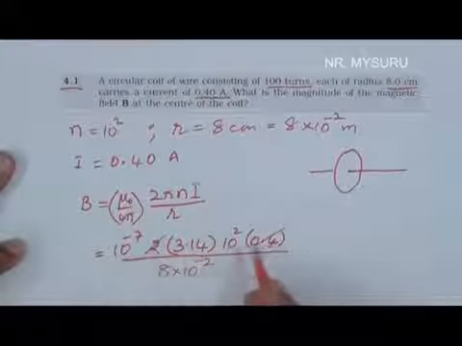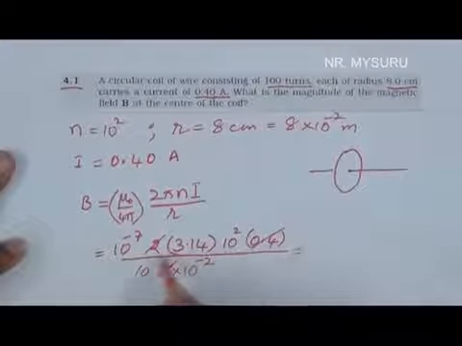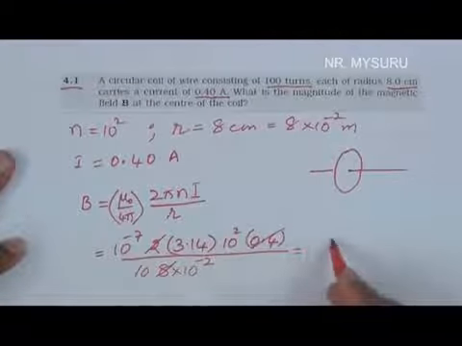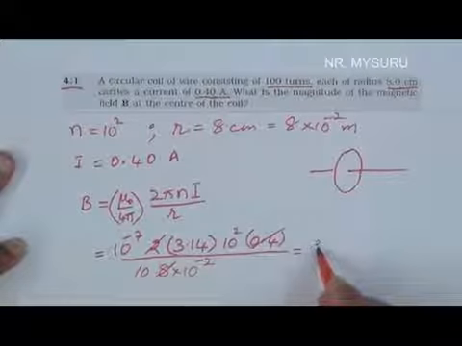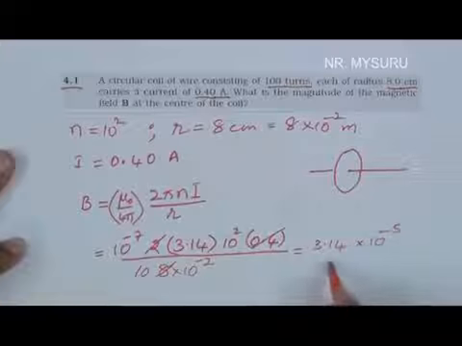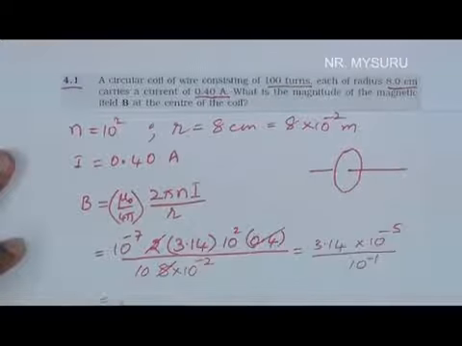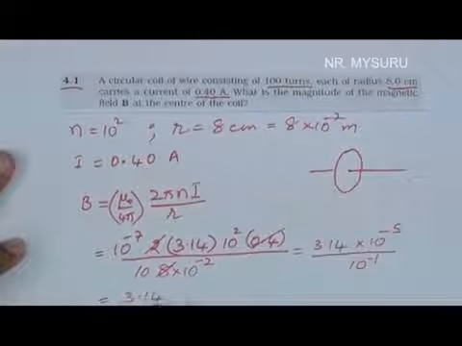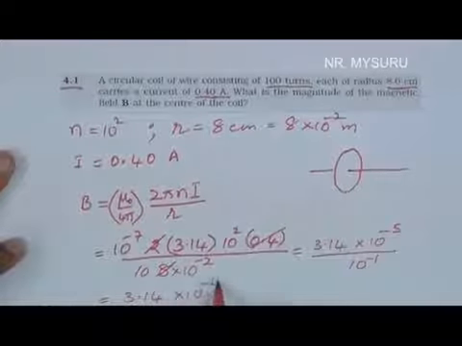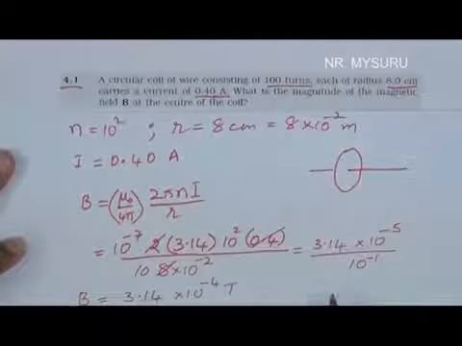0.4 into 2 is 0.8. So numerator we have 3.14 × 10 power minus 5 by denominator 10 power minus 1, which is 3.14 × 10 power minus 4 Tesla. Since only magnitude is asked, don't mention the direction.